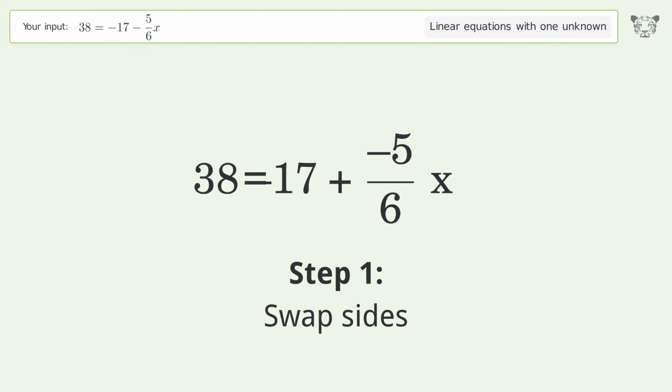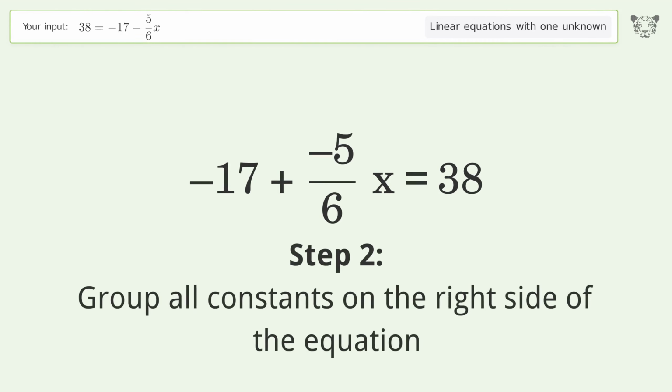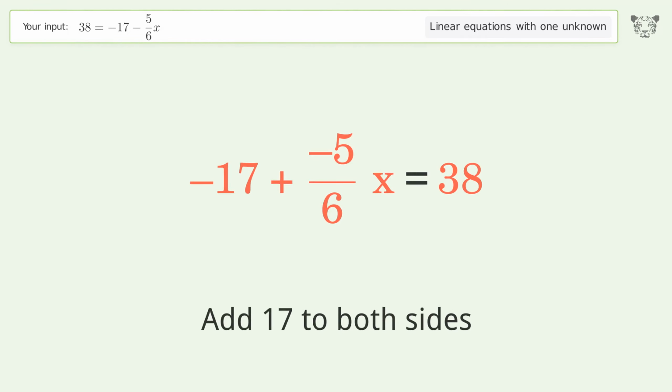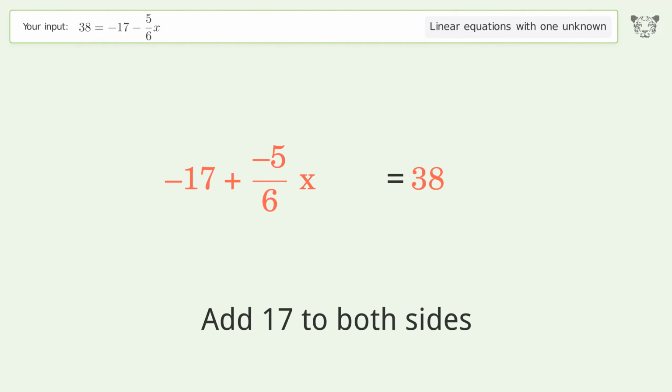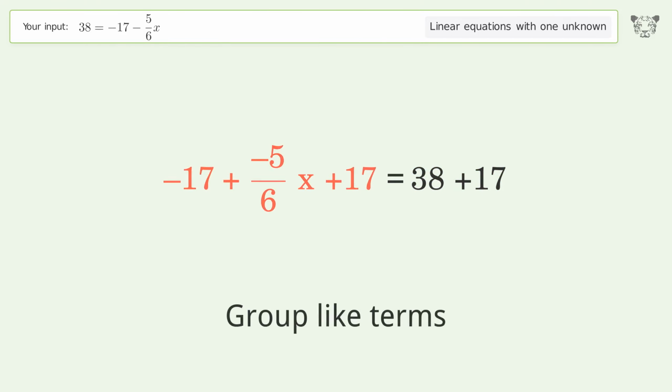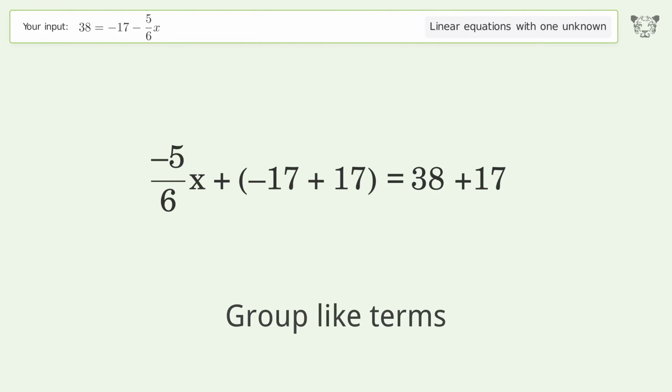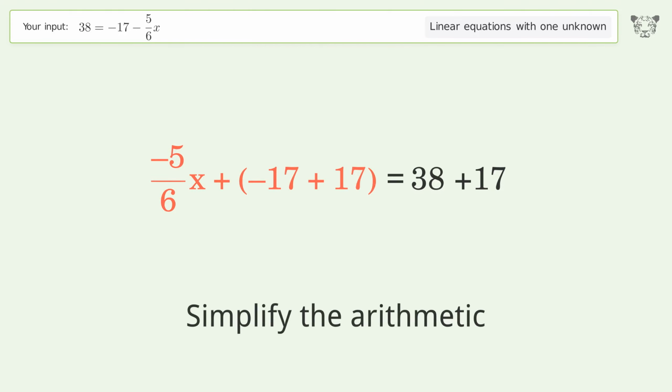Swap sides. Group all constants on the right side of the equation. Add 17 to both sides. Group like terms. Simplify the arithmetic.